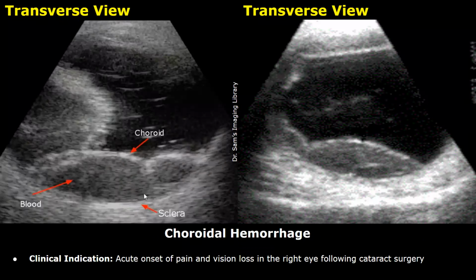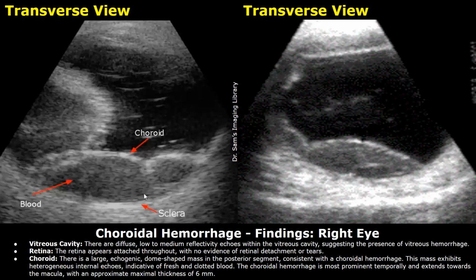This report is of choroidal hemorrhage. Clinical indication: acute onset of pain and vision loss in the right eye following cataract surgery. Here are the findings. In the vitreous cavity, there are diffuse, low to medium reflectivity echoes suggesting the presence of vitreous hemorrhage. The retina appears attached throughout with no evidence of retinal detachment or tears. There is a large echogenic dome-shaped mass in the posterior segment consistent with a choroidal hemorrhage.